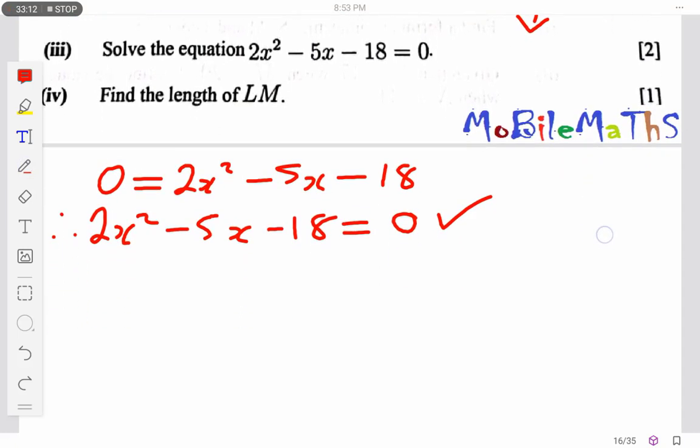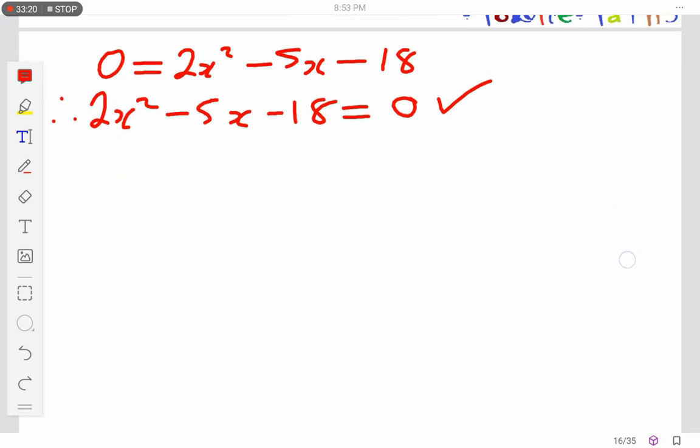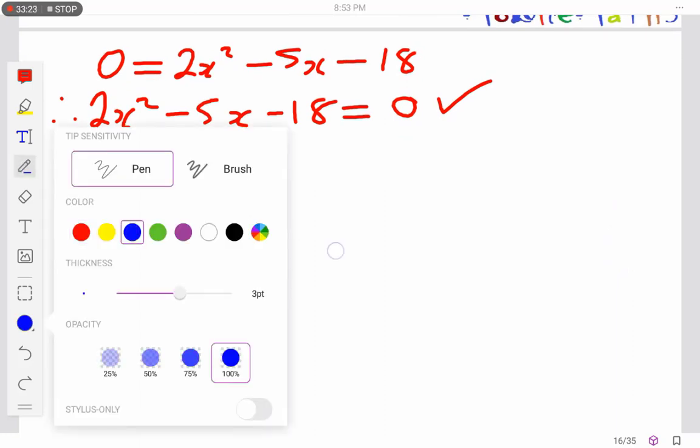Then the next part is saying solve the equation. So let's solve this equation, guys. You find out for this equation, it is very difficult to find the factors. So we are just going to use our formula.